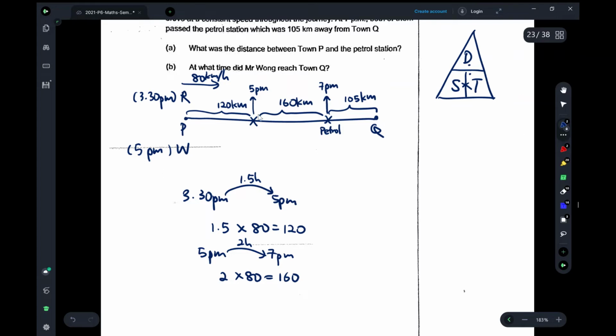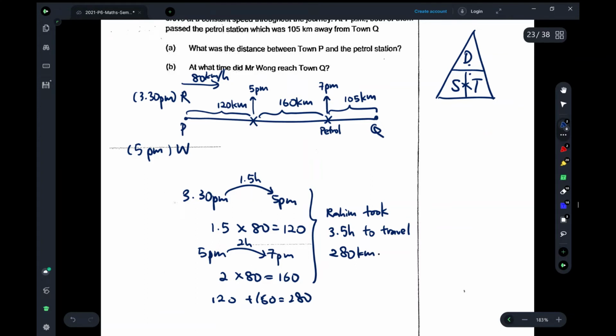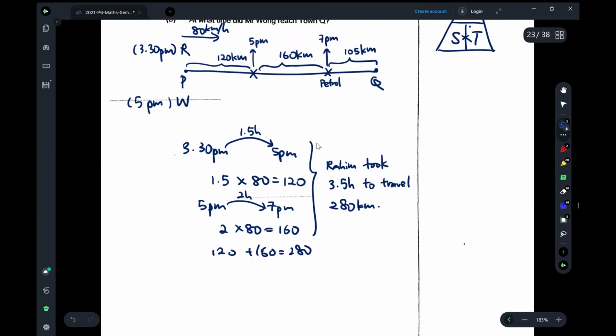Okay? So Mr. Rahim actually took 3.5 hours to travel the total distance of 120 plus 160, which is 280. Okay, but obviously Mr. Wong took way shorter than that. So Mr. Wong began at 5 p.m. and reached there at 7 p.m., which means that Mr. Wong only took 2 hours to travel this 280 km. So for Mr. Wong, 280 km divided by the 2 hours, his speed would be 140 km per hour.